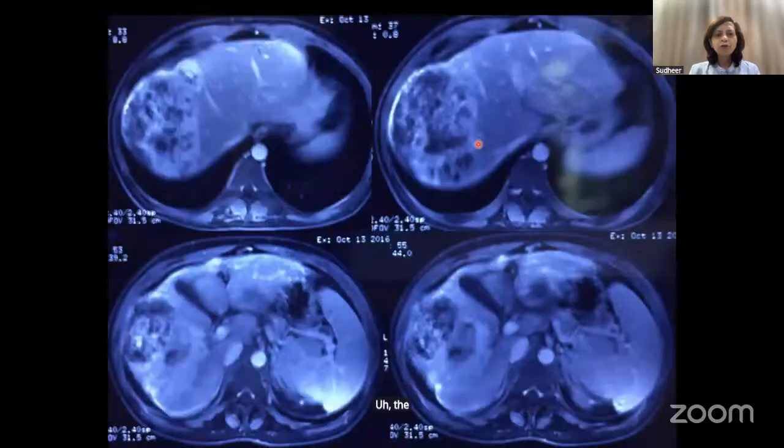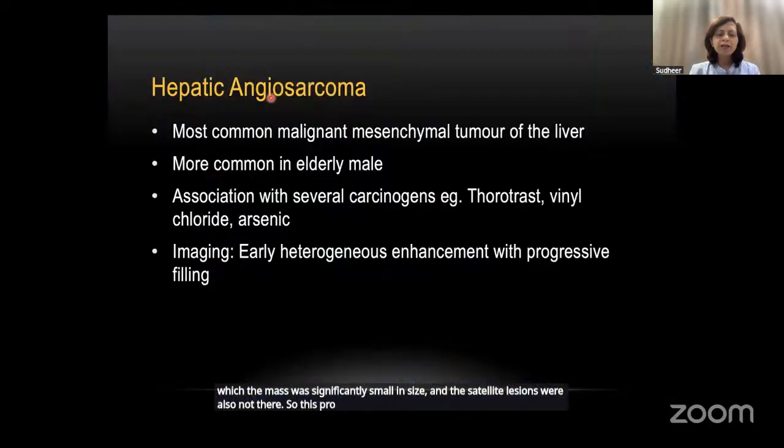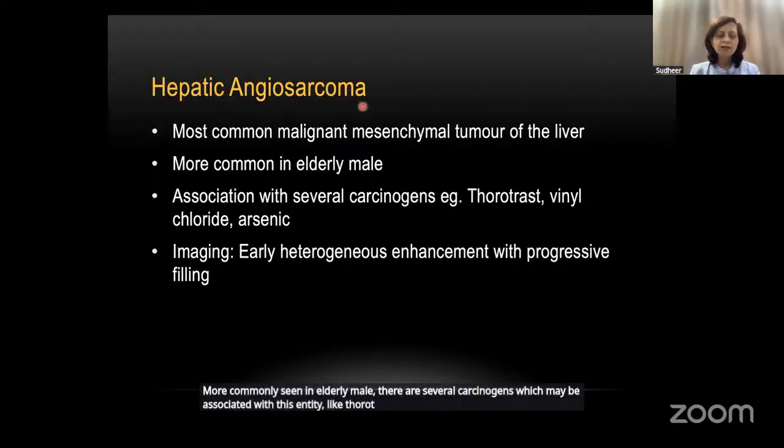The patient was also carrying a scan which was done just 2 months back, in which the mass was significantly smaller in size and the satellite lesions were also not there. So this proved to be a case of hepatic angiosarcoma, which is the most common malignant mesenchymal tumor of liver. More commonly seen in elderly males, there are several carcinogens which may be associated with this entity, like thorotrast, vinyl chloride, arsenic. And on imaging, there is usually early heterogeneous enhancement with progressive filling.